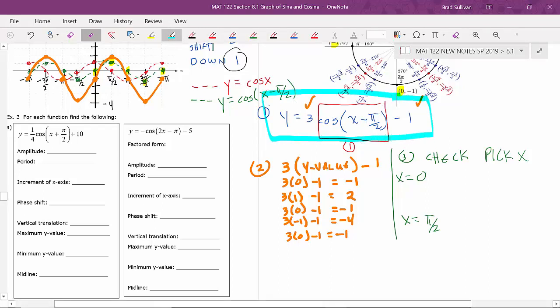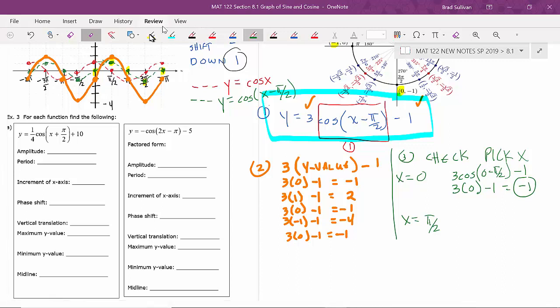Okay, that entire thing right there is what we're going to do. Okay, so just plug in and check. So let's plug in a 0 here. So we would have 3 cosine 0 minus pi over 2 minus 1. Just look up negative pi over 2. The cosine of negative pi over 2, if you look on the unit circle, is 0. And then 0 minus 1 gives negative 1.